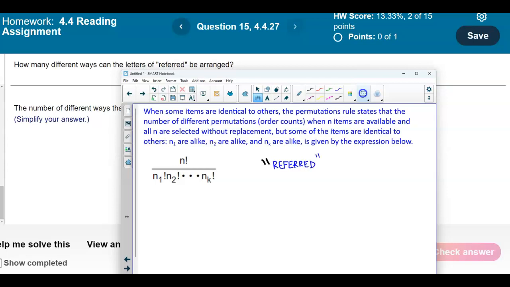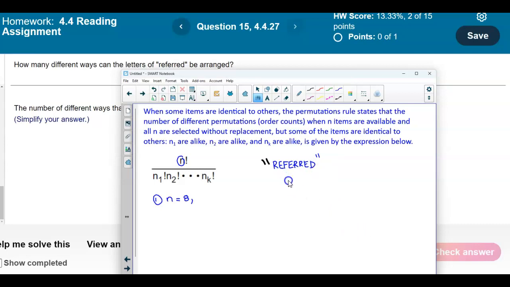So the first thing we want to do is identify what represents the value of n. Well, n represents how many letters are in the particular word. So we know that n is given by the following: 1, 2, 3, 4, 5, 6, 7, 8. So we know that n is equal to 8.